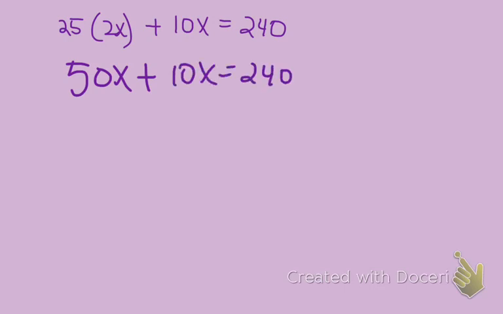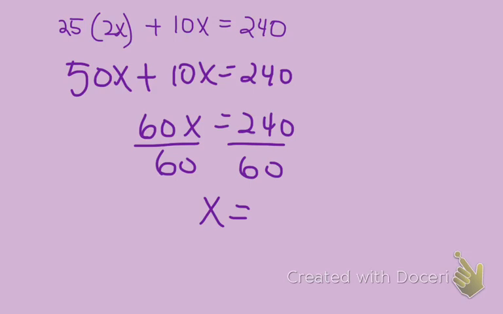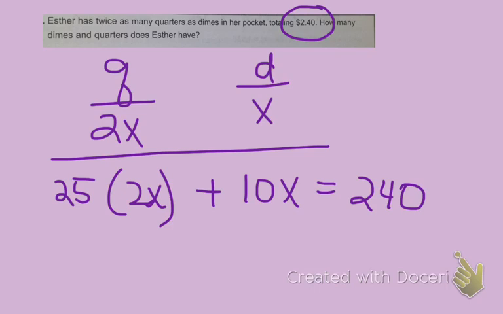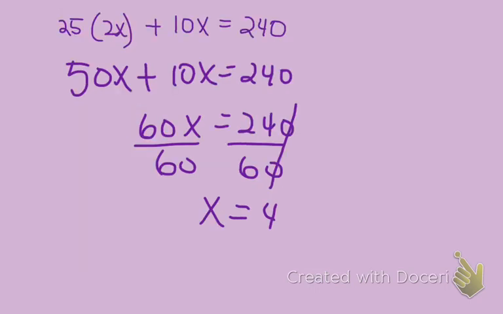And so then it'd be 60x equals 240, and then divide by 60. We can reduce that with those zeros, and so that's going to be 4. So x is 4. Now we have to go back, just like we did before, and plug back in. x was the number of dimes. So we have 4 dimes, and we had twice as many quarters, so 8. We're going to have 4 dimes and 8 quarters.